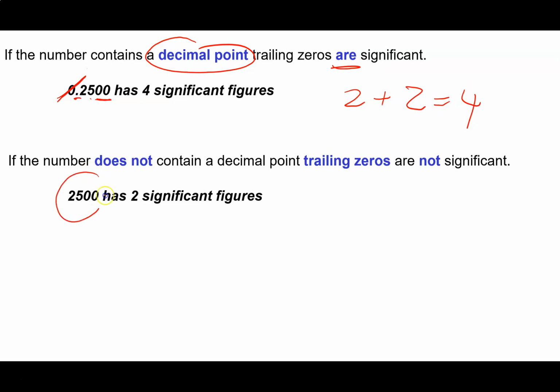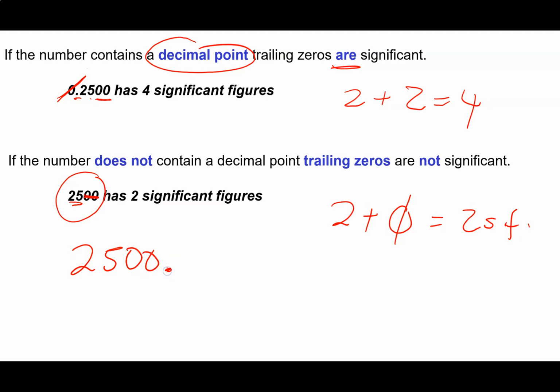So in this number here, we've got no leading zeros. We've got 2 non-zeros, so we've got 2 sig figs at the least. And then these trailing zeros are not significant because there's no decimal point. So that number there has 2 sig figs. Now, if I wrote this number with a decimal point at the end, then suddenly these zeros become significant and that number would have 4 sig figs.